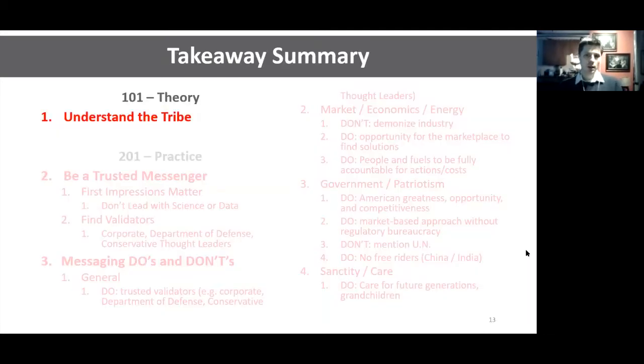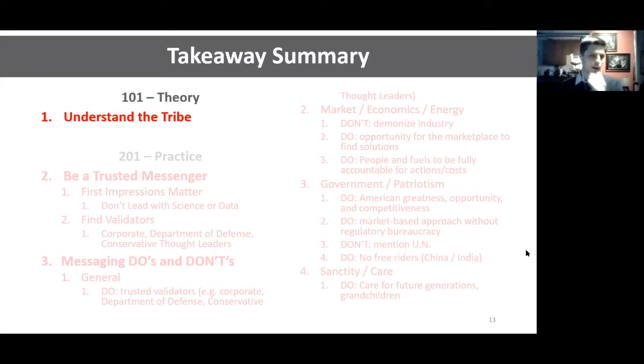Okay, so this slide is basically my attempt to do a takeaway summary. These are a lot of the takeaways that we've captured in the last couple of minutes here. And most of these we're going to use in the 201 session in practice. That's why it's faded out. But for the remainder of tonight's talk, we're going to try to understand the tribe.